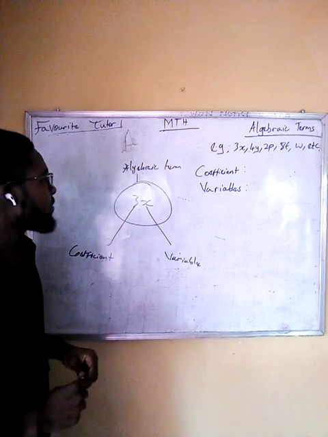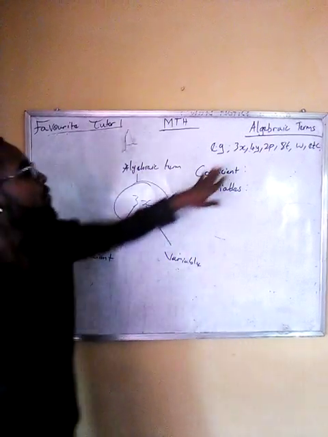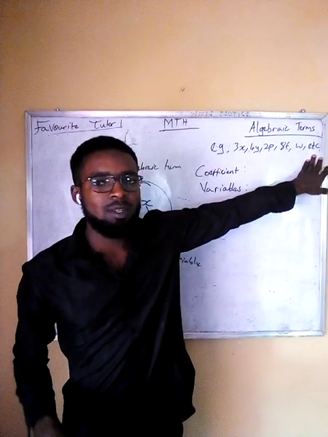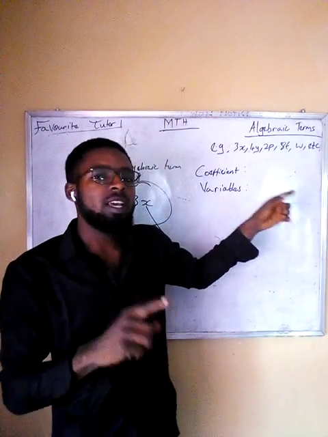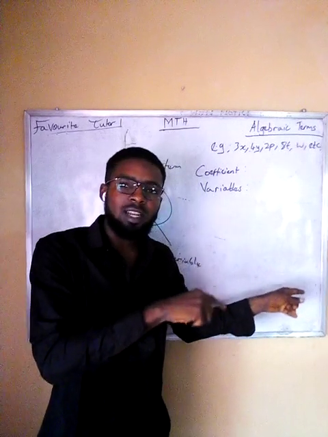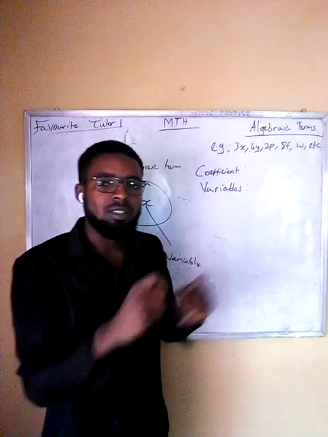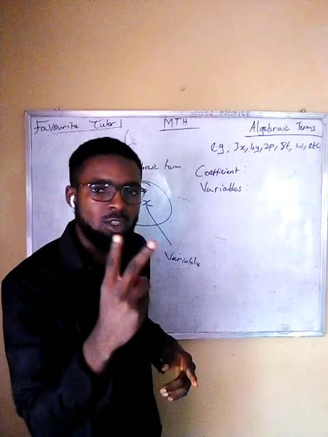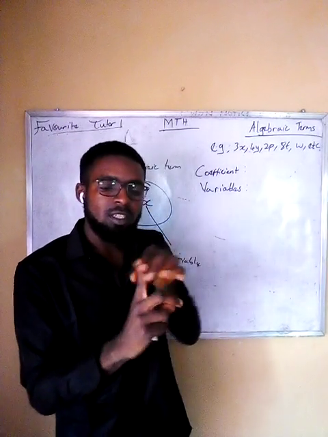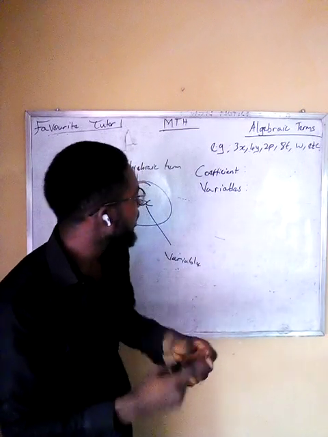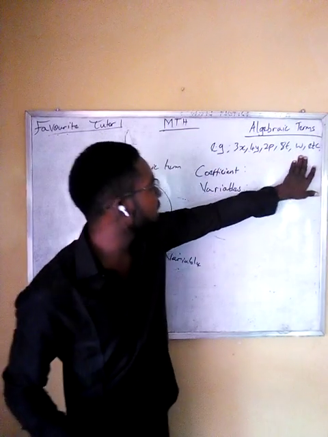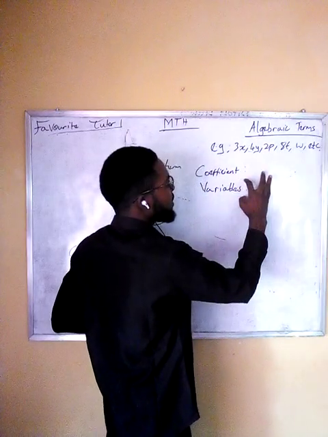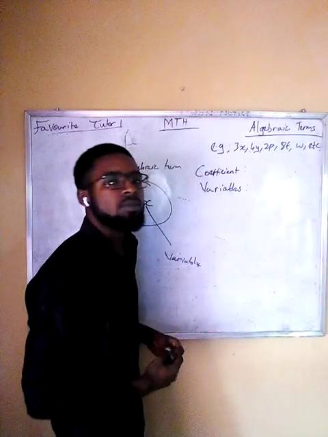Are we good to go? We are good to go. Now, from these examples, remember the coefficient is the number multiplying the letter, while the letter is the variable. So algebraic terms possess two things, the coefficient and the variable. We are going to list out the coefficients, and then the variables.